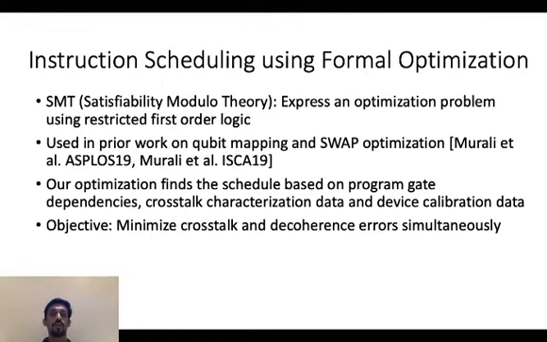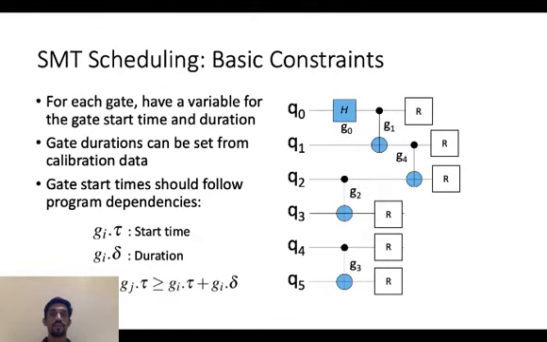So let me show you how we model these executions using SMT constraints. First, to model an execution, for each gate we have a variable that denotes the gate start times and gate durations. We can get these gate durations using a device's calibration data. As a basic constraint, if two gates depend on each other, then the dependency must be captured by the schedule. So if gate J depends on gate I, then J should start only after I finishes.